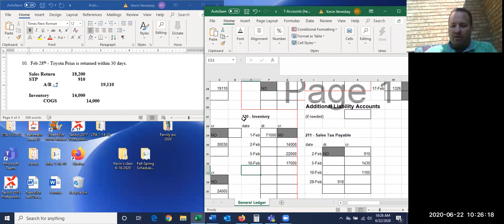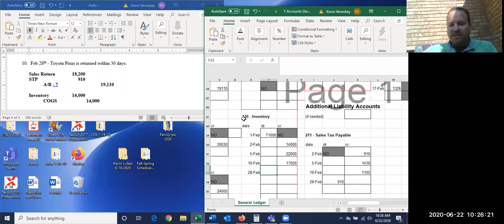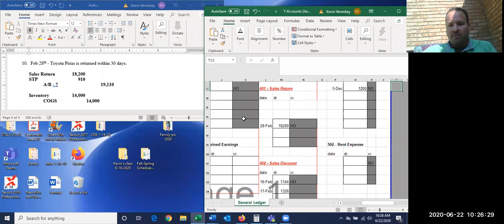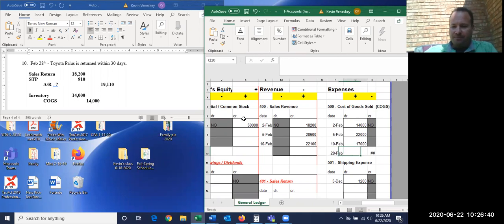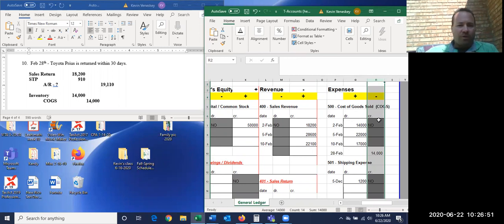And then we come over and on 2-28, we're going to debit 14 grand. And then we're going to credit our cost of goods sold. We're going to credit cost of goods sold for that 14,000 on 2-28. That is how we would do a return if it was us getting the return as a seller. Everything flipped and then putting it where it needs to go.